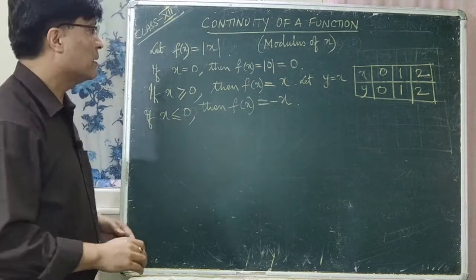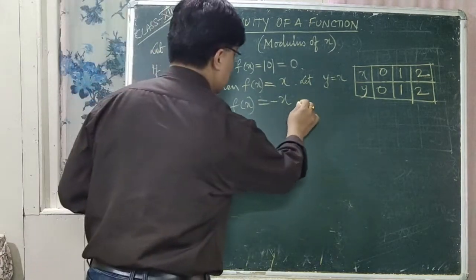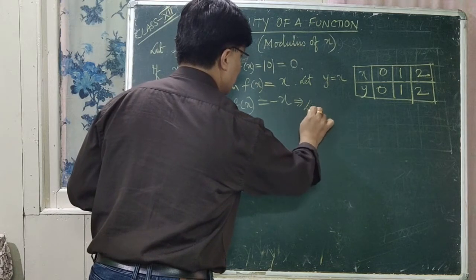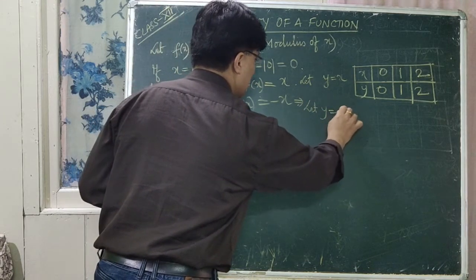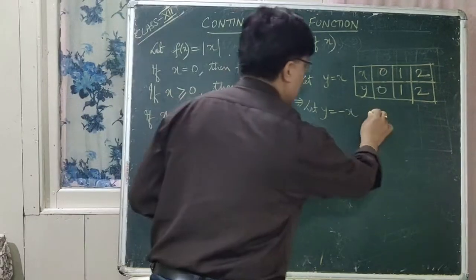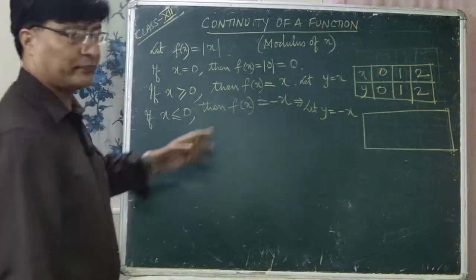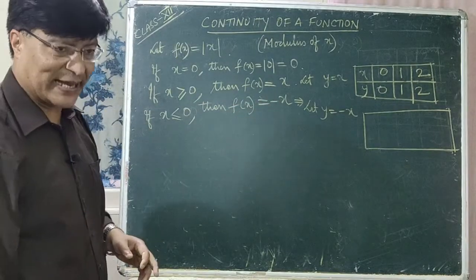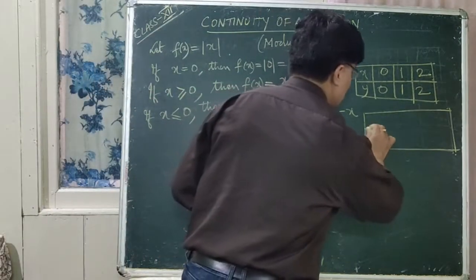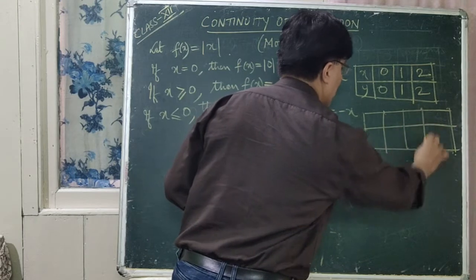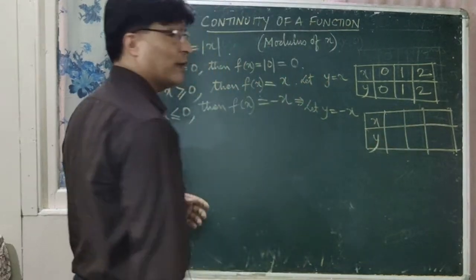Is that clear? Now let us draw the graph of this function. This one, let y is equal to minus x. So let us draw the graph of this function y is equal to minus x. So let us draw the table out here. So this is x and this is y, right?